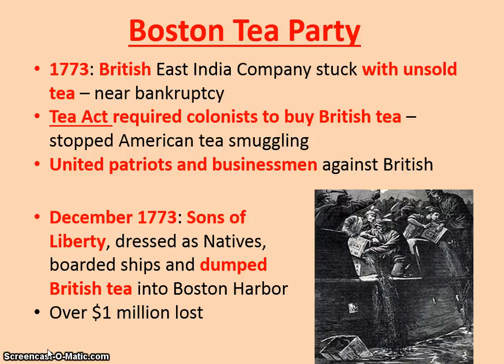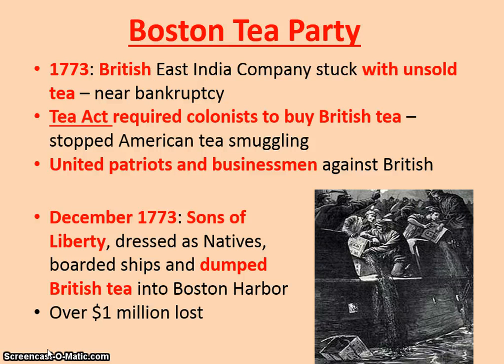That period of calm, however, came to an end with the Boston Tea Party. In 1773, the British East India Company, a major corporation in Britain, found itself stuck with a large amount of unsold tea and was near bankruptcy. So Parliament decided to help them by passing the Tea Act. This required the colonists to buy British tea. It was twofold: one aim was to stop American tea smuggling, and the tea was sold to the colonies at a very cheap rate, so they believed the colonies would see this as a positive.